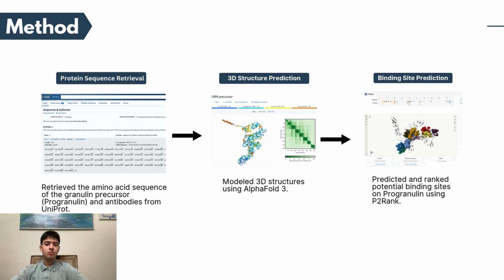The second thing we did was we inputted these amino acid sequences into AlphaFold 3, a software that recently won a Nobel Prize for being able to predict the 3D structures of proteins simply by using their amino acid sequence. Finally, we predicted the potential binding sites on progranulin using a software known as P2Rank, which allows us to rank binding sites on a given protein based off the probability that they will be able to bind.